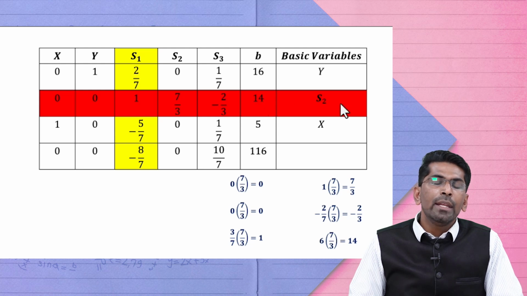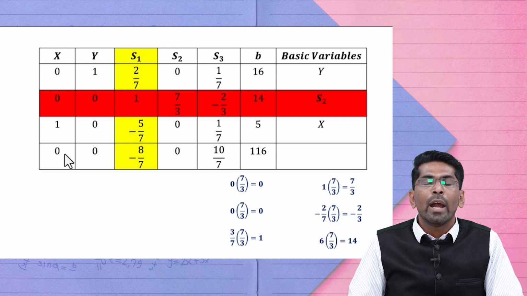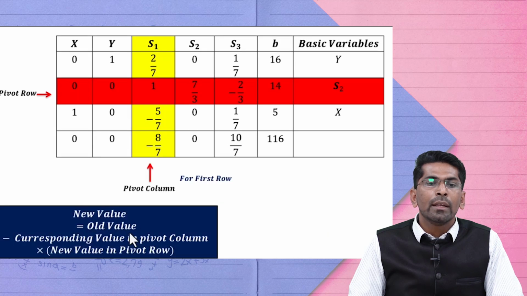After finding the new values for the pivot row, we are going to replace the old values in the first row, second row and the objective row again. So here the first row, old element, that is 0. Here we are again calculating the new value. The old value, that is 0, minus its corresponding value in the pivot column, that is 2 by 7, into the new value which is equal to 0. So again it comes out as 0.